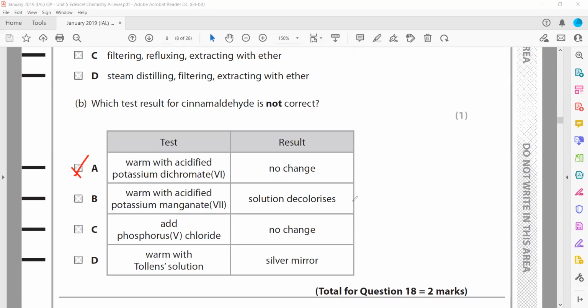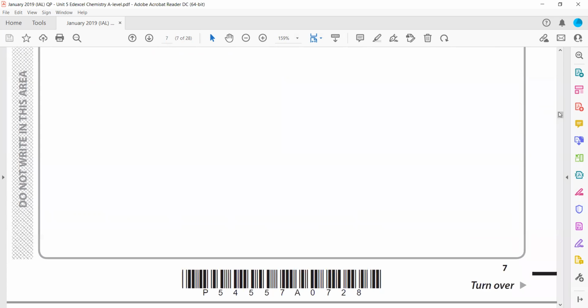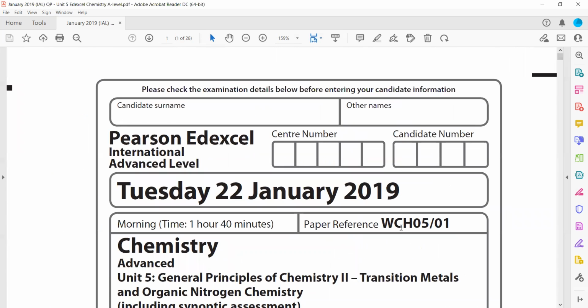Warm with acidified permanganate solution, decolorized, that's true because there is also a double bond, so it will form a diol. Then add PCl5, phosphorus pentachloride, no reaction because it does not contain an OH group of an acid or alcohol. And warm with Tollens' or Brady's reagent, that is also a positive result, that is true. So A is the right answer. A does not show the correct result. With potassium dichromate, it will turn from orange to green, as the aldehyde will be oxidized, so this will be reduced. So this was the January 2019 paper.